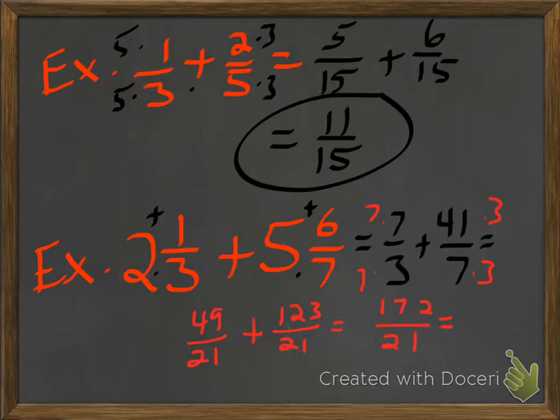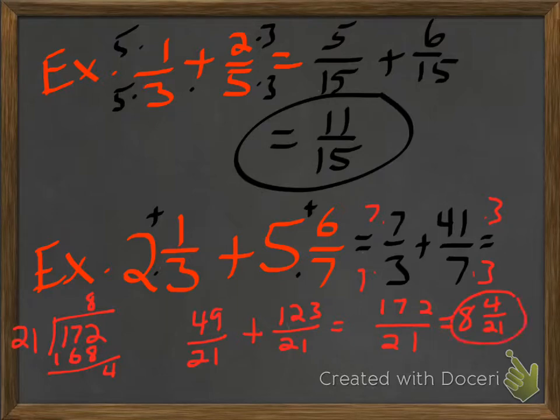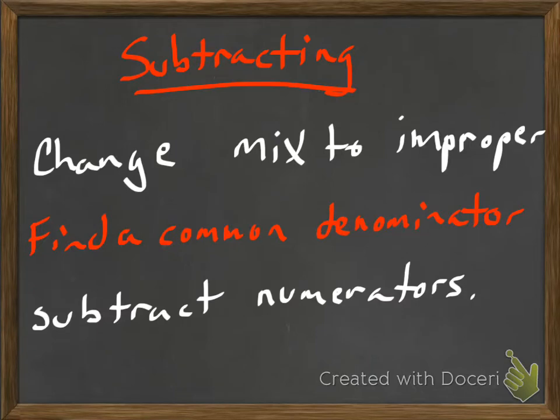So the best way to do this is just do 172, top dog in the house, divided by 21. 21 will go into 172 8 times, which is 168. You get a remainder of 4. So it would be 8 and 4/21. There's your answer. All right, subtracting.